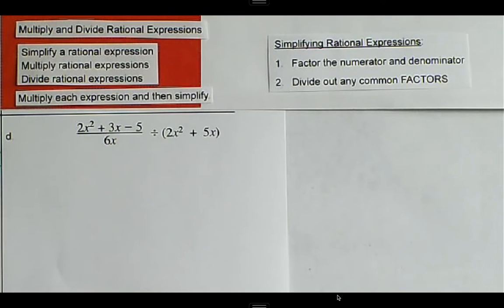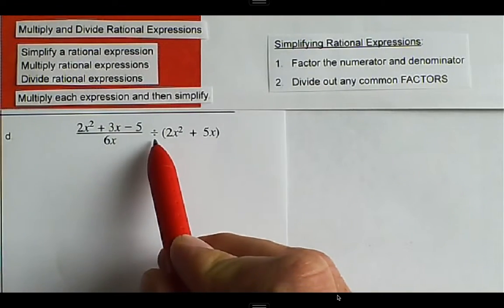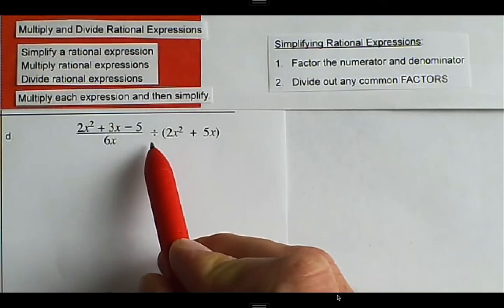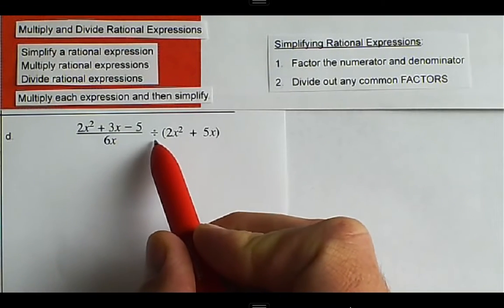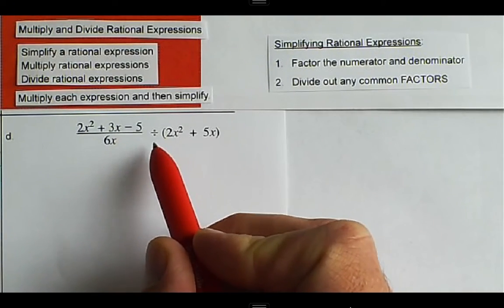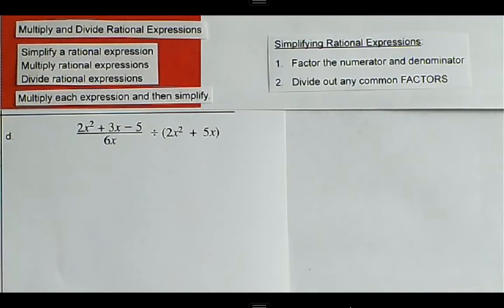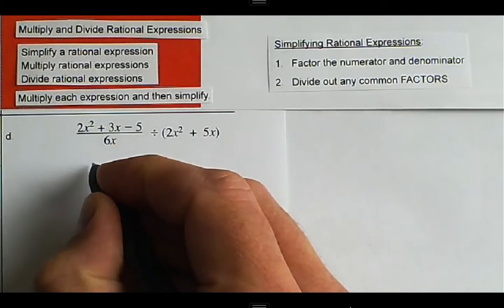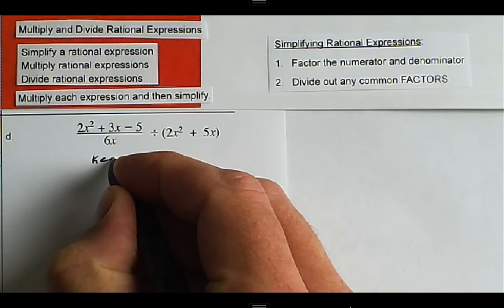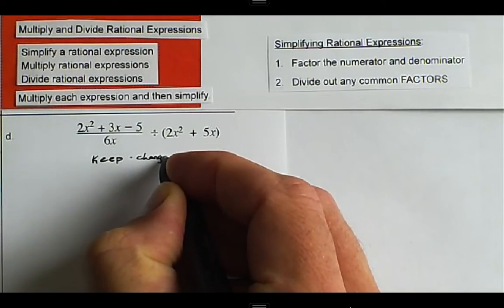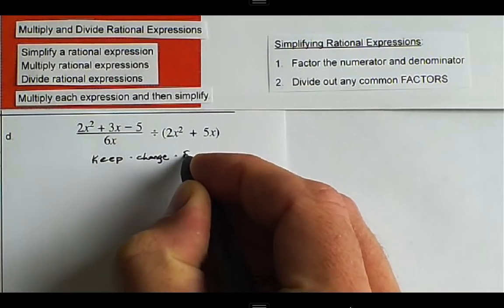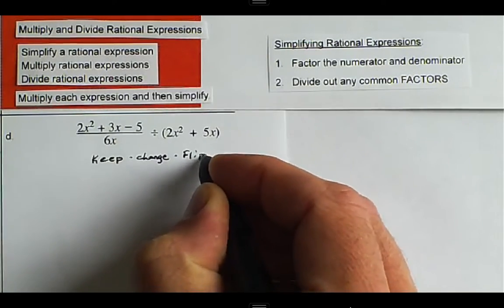We want to multiply and divide rational expressions. And here we have example D, where we are going to divide. We're eventually going to get to the point where we want to multiply this. So what we're going to do is keep the first fraction. We're going to change the sign. And then we're going to flip the last fraction.